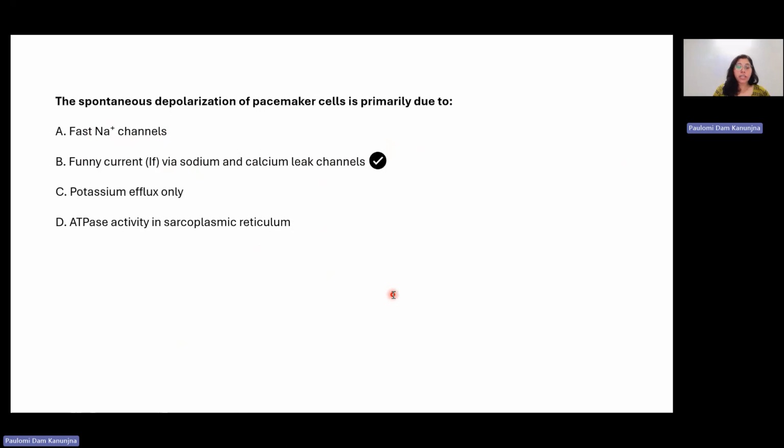Next is potassium influx. Efflux is for repolarization. It cannot be for depolarization. And ATPase activity basically maintains the ion gradients, but just maintaining the ion gradient doesn't necessarily mean the depolarization of the cells, right? Okay. Moving on to the next question.